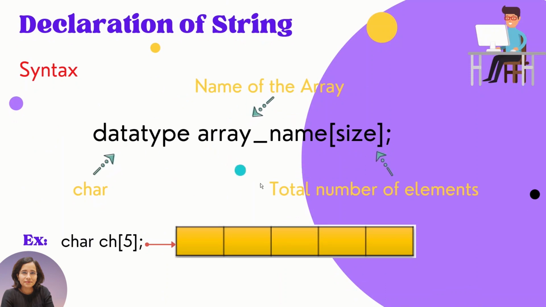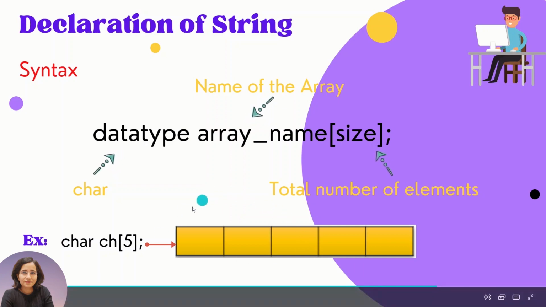As string is a character array, we will follow the same syntax of declaration of array. First we have to mention the data type, and here the data type will be character as we are declaring a character array. Then we have to mention the array name, and we should follow the rules to design an identifier as array name is an identifier. Then we have to specify the size, and the size is the total number of elements that array can hold. Here you can see one example. I am declaring a character array of size 5, so we will get total 5 blocks.